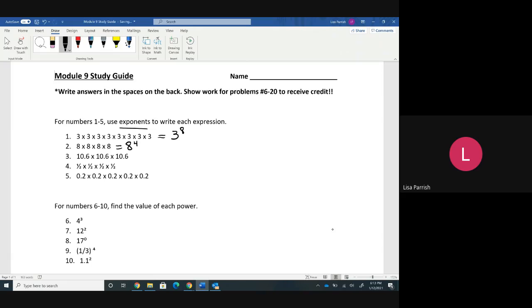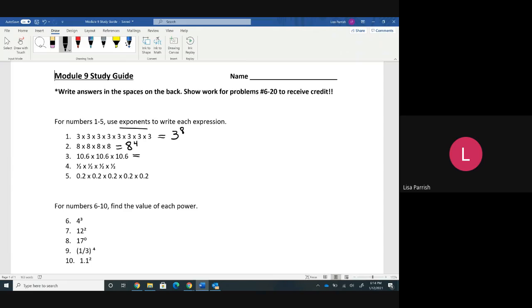So number 3, again, we're writing it with an exponent. Now, we did not cover these in class. So one reason we wanted to do this review also was to show you what to do if you had decimals or if you had fractions. Okay. So for this part, guys, you're still going to write your number that's being multiplied as your base. Okay. Even though it's a decimal, you still write it as the base.